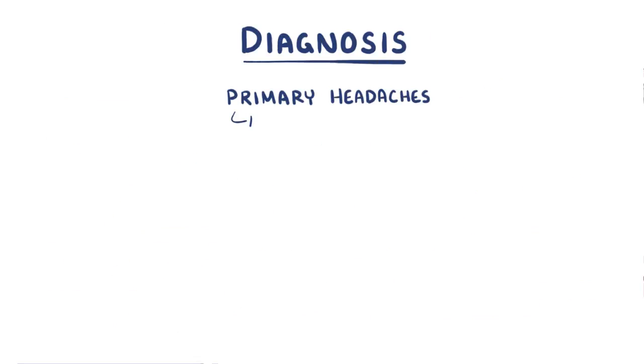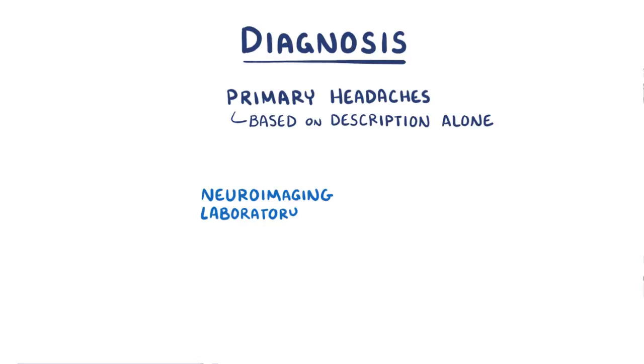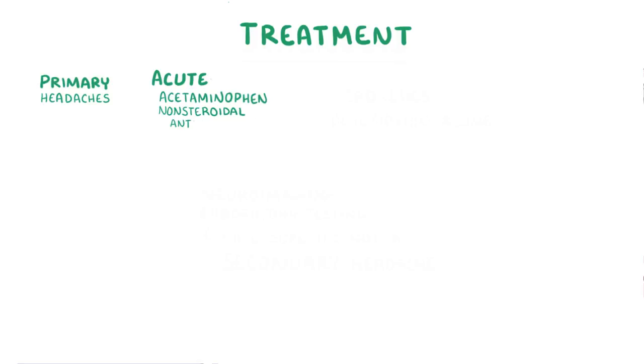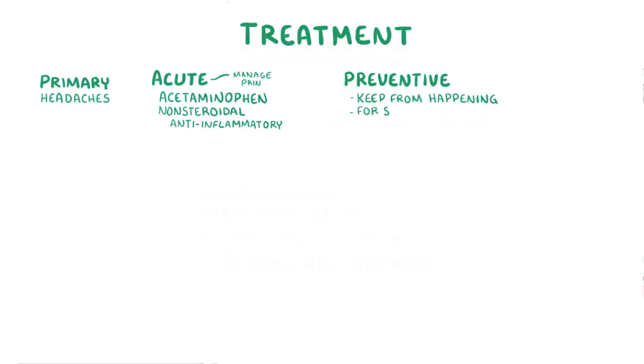Diagnosing a primary headache is usually based on the description alone. Sometimes neuroimaging and laboratory tests are used to make sure that it's not a secondary headache. For primary headaches, there are two treatment approaches. Acute treatment, like acetaminophen and nonsteroidal anti-inflammatory drugs to help manage the pain, and preventative treatment to keep headaches from happening in the first place in individuals that have severe, debilitating headaches.